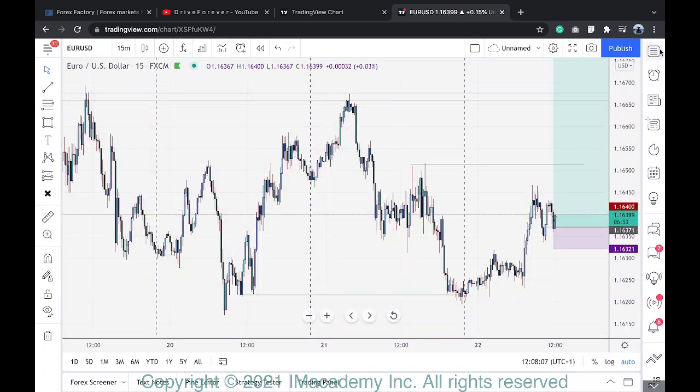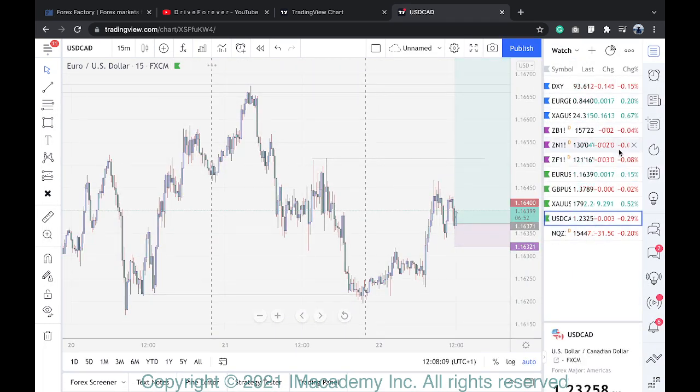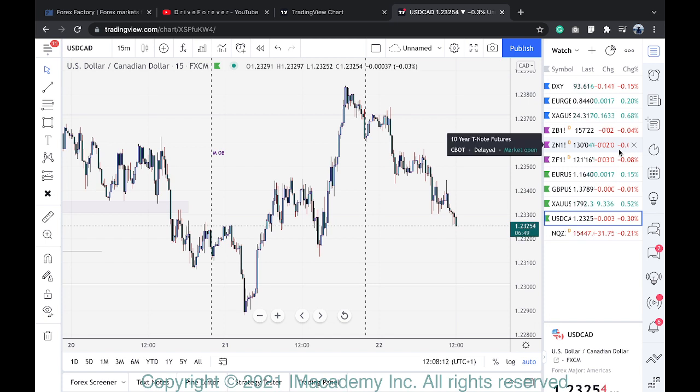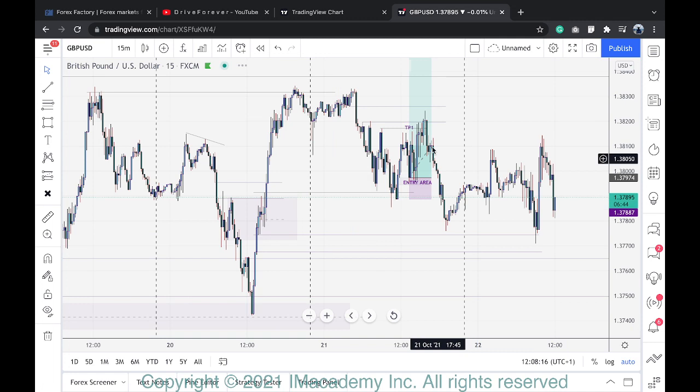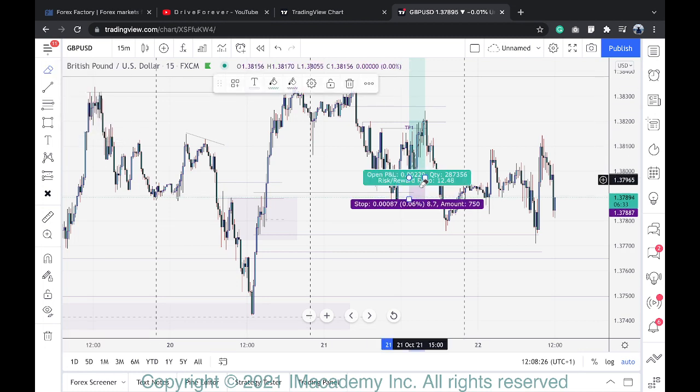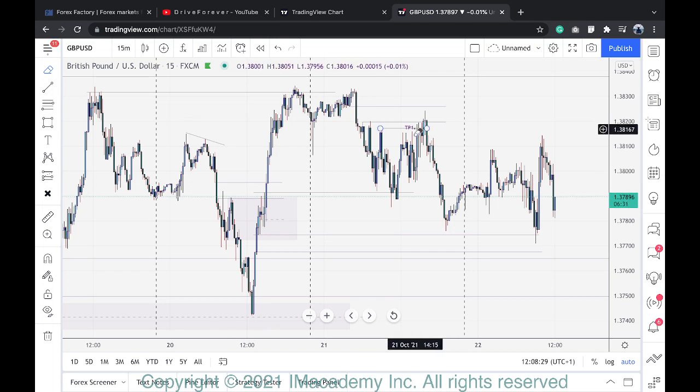Now, what I wanted to talk about was the setup I took on GU for a sell short here. So I took a short. Let's get rid of this a little bit. We're done with all of this.